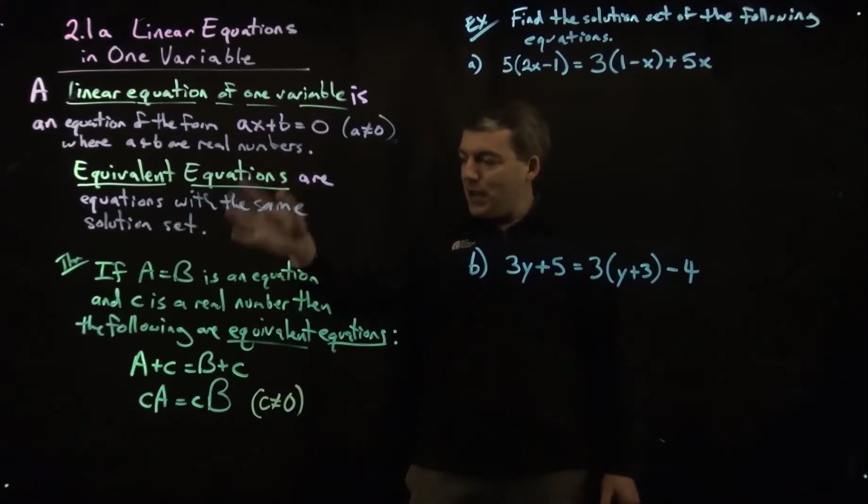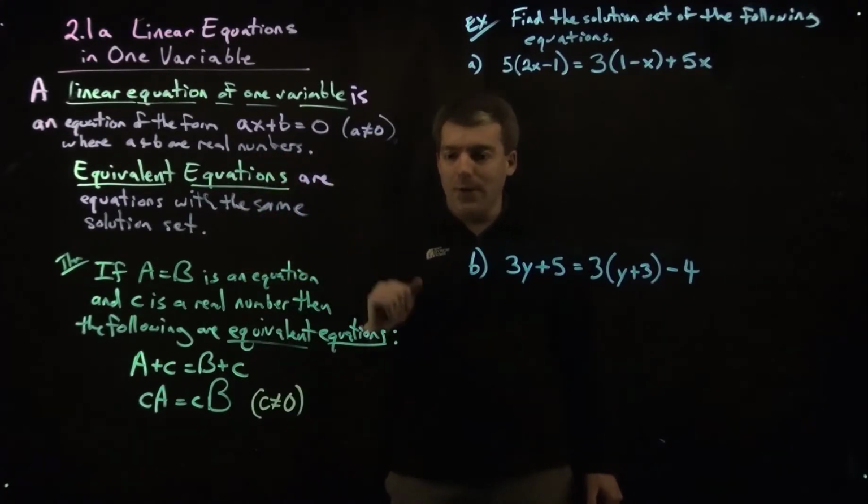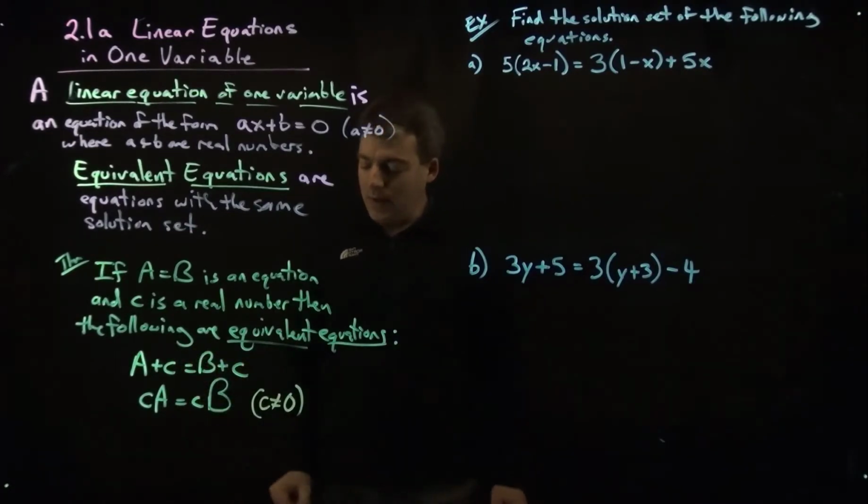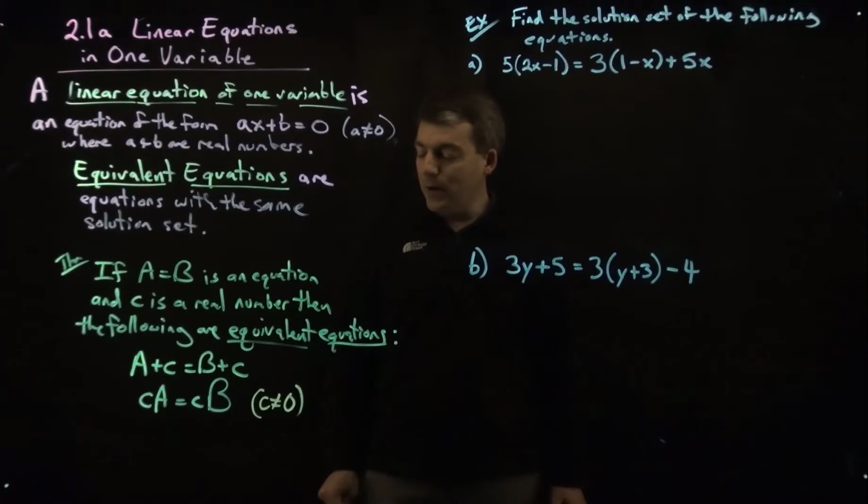Okay, so these are the main operations that we use to find a solution set. We use just this one equivalent equation after another, each one getting simpler. So adding, subtracting, multiplying, and dividing. So not dealing with 0.